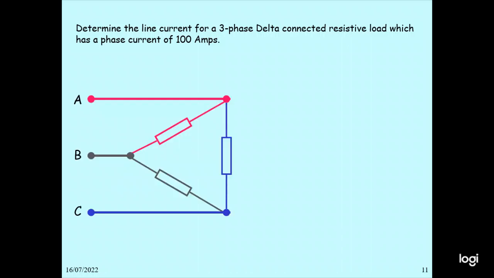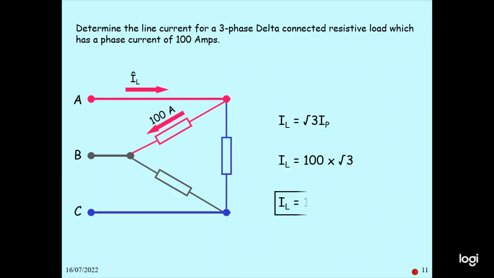The next one is to determine the line current for a three-phase delta connected resistive load which has a phase current of 100 amperes. So this is ABC, and we made the connection here. The 100 amperes goes from A to B. Line current I line is root 3 times I phase. So 100 multiplied by root 3, you get 173.2 amperes.